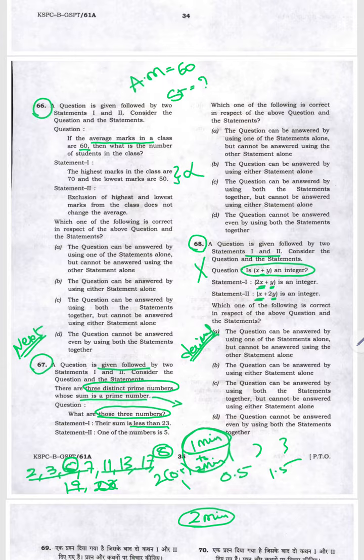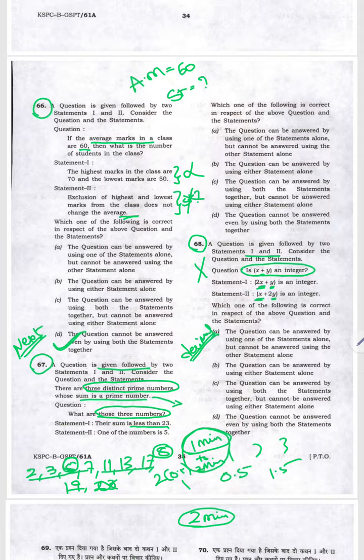Absolutely no. Statement 2. Exclusion of highest and lowest marks from the class does not change the average. Even here also it is talking about average only, but it's not talking about the number of students. Got it? So I'm outrightly clear that the answer is going to be D. The question cannot be answered even by using both the statements. See, here I'm not doing anything. I just read the question and two statements. See, this is how you need to identify easy questions, and you need to identify which questions take time.